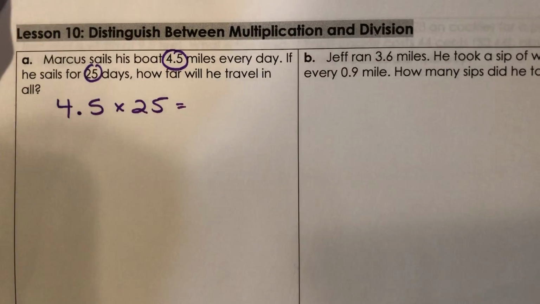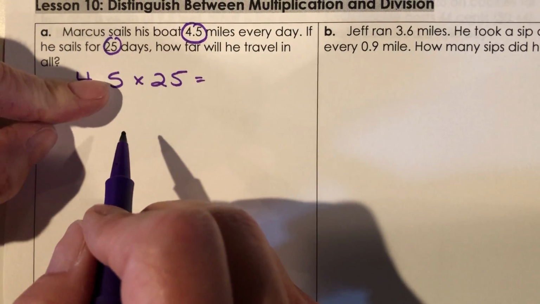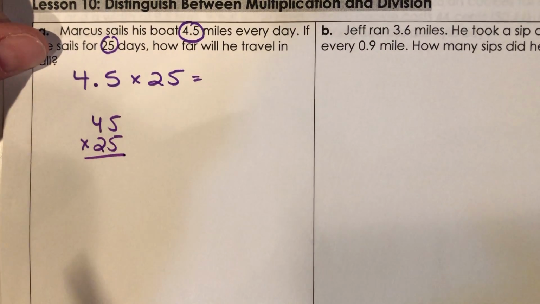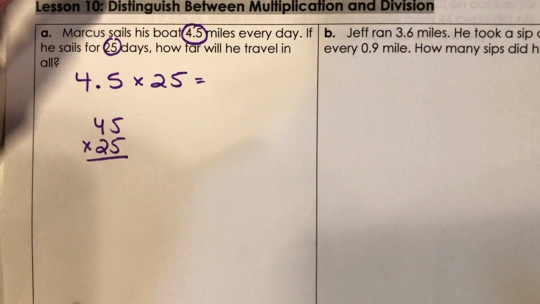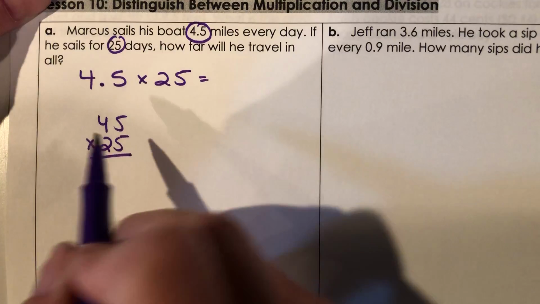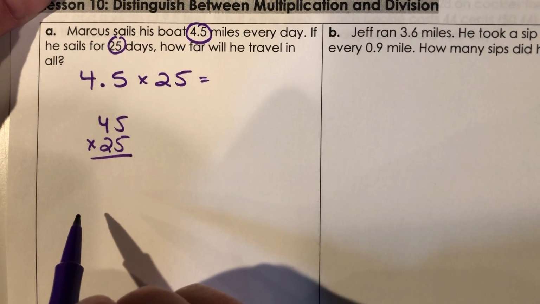So there's our equation. Now we learned when you multiply and you have a decimal in there, that we can kind of just ignore the decimal and multiply like normal to start, right? So I'm ignoring this decimal. Really what I'm doing is I'm moving it over one place to make it 45. And does it matter if I wrote 25 on top and 45 on bottom? No, because of the commutative property.